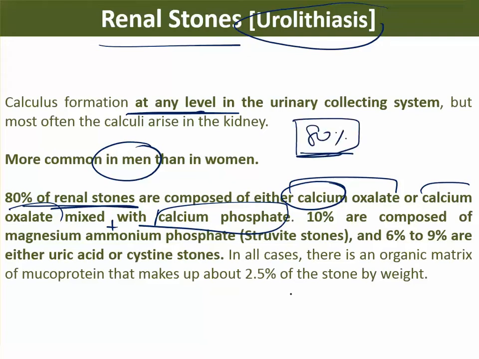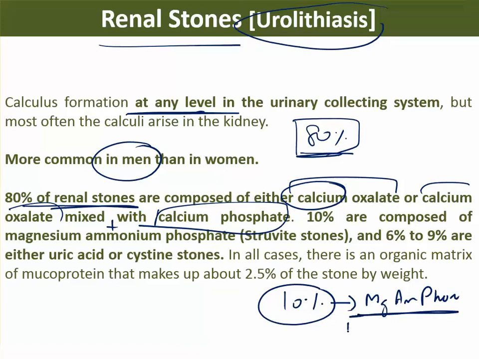Of the rest, around 10% are called triple stones: magnesium, ammonium, phosphate. These stones are usually seen in infections, because infection alters the pH and increases it, so these stones are formed. Magnesium ammonium phosphate stones are otherwise called struvite stones.